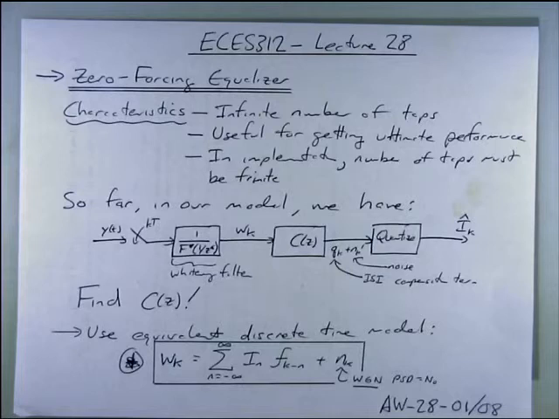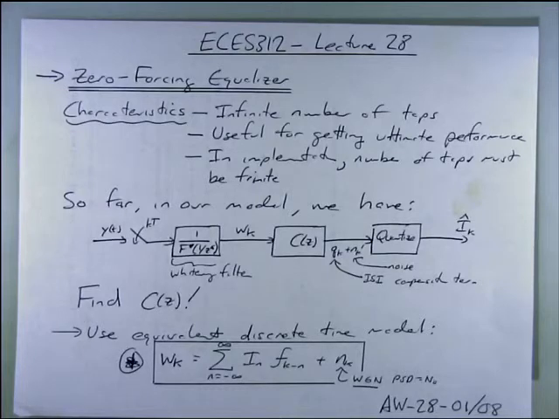And we're going to look at what we do once we whiten the output of the receive filter and it's sampled. So we're going to do a quick recap of lecture 27 material, and then we're going to jump into something called zero-forcing equalization. We're going to touch a little bit on decision feedback equalization before we call it a night. So let's recap what we saw in lecture 27.